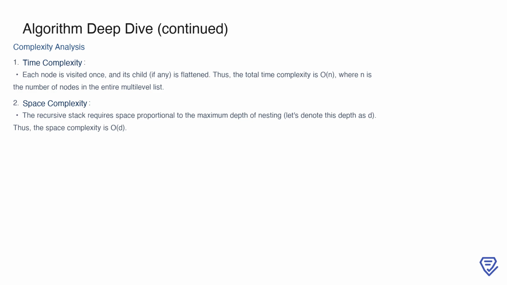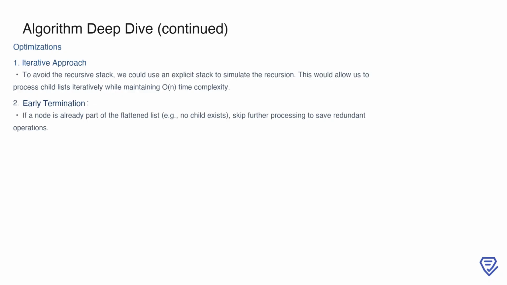While the algorithm is efficient in terms of time, the recursive stack space can be a concern for deeply nested structures. To address potential drawbacks of the recursive approach, we can consider some optimizations. First, by using an iterative approach, we can simulate recursion with an explicit stack. This eliminates the risk of stack overflow for deeply nested lists, while still maintaining the overall time complexity of O(n).